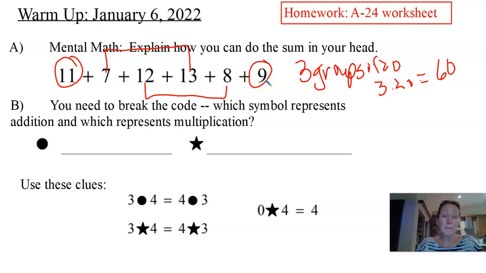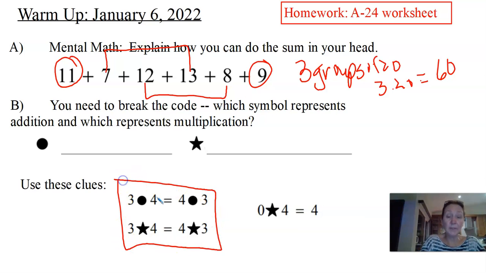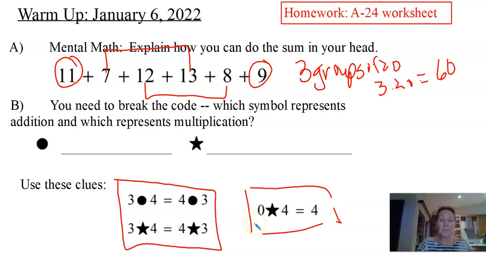Okay, so for B, I'm giving you these clues. So there's this set of clues here and this set of clues here. And with those clues, you should be able to tell which symbol represents addition and which represents multiplication. So I want you to notice when you look at this set of clues right here, they're kind of the same, right? It says 3 operation 4 equals 4 operation 3. So if I put plus here and plus here, it works. If I put multiplication, it works.